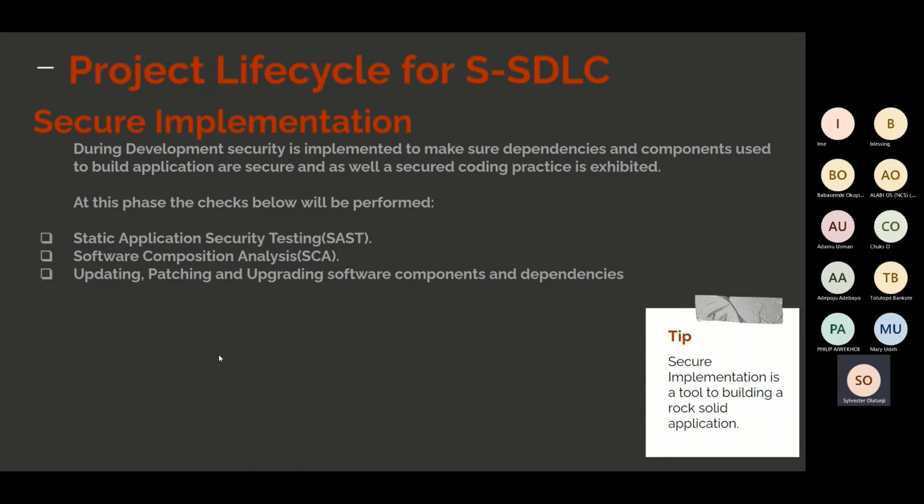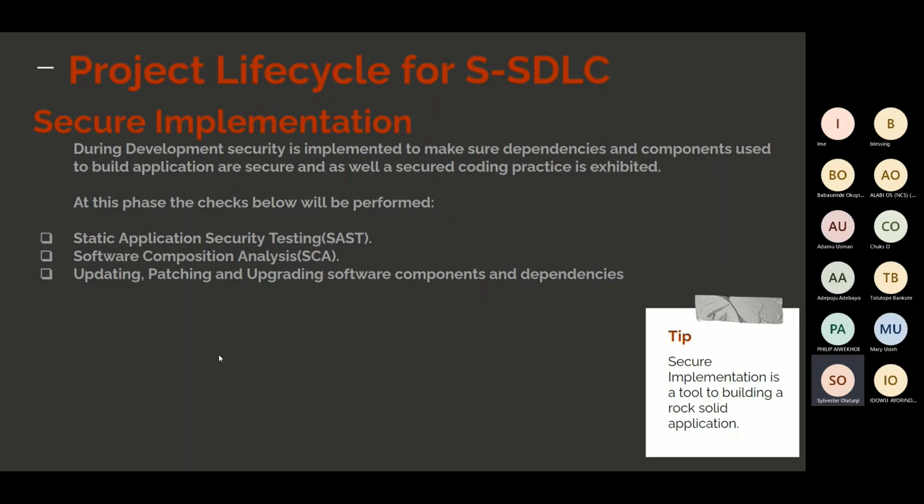So at this phase, these checks are performed: static analysis and security testing, using SaaS tools on the code. For example, with Snyk, you can push in your code, and it would perform a static, or SAST, analysis of that code to look for bad coding practices used by the developer.